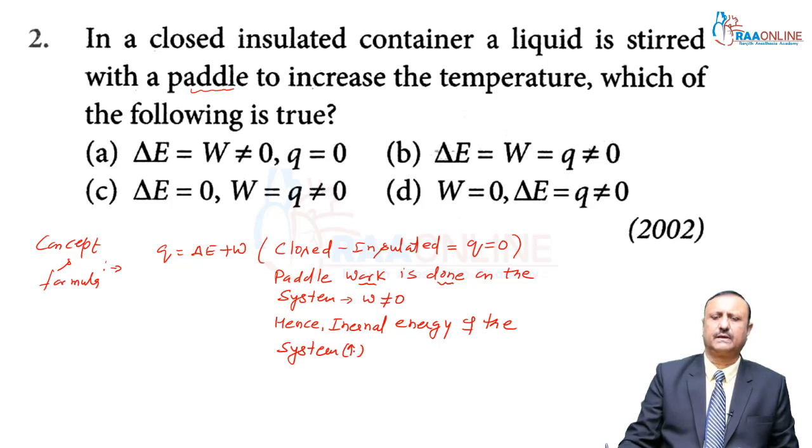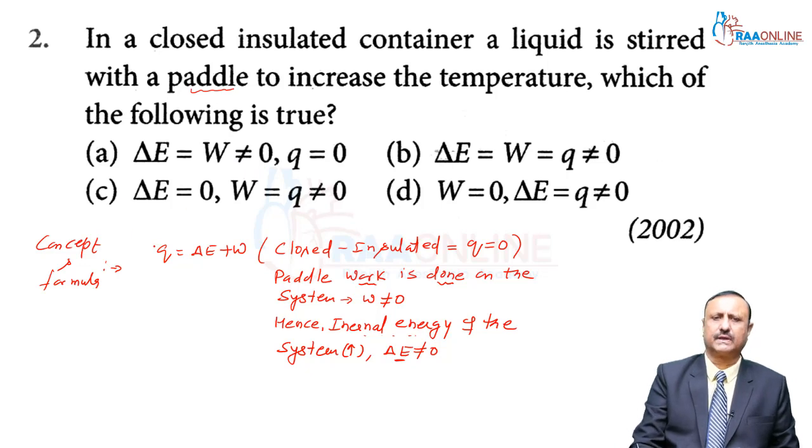And my dear students, when the internal energy of the system increases, it means delta E is not equal to 0. Why? Because delta is change. When internal energy changes, the change in internal energy, delta E, is also a change, my dear students. So you can see here delta E and W are both not equal to 0 in option A, and Q is equal to 0.